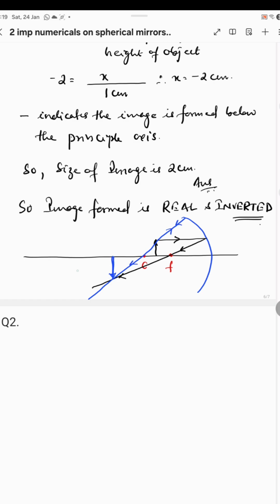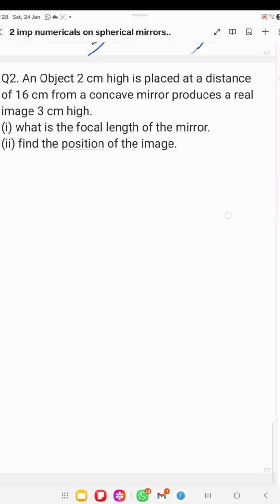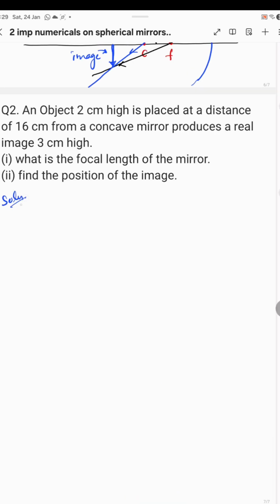Let's have a look at the second question. The second question says an object of 2 centimeter high is placed at a distance of 16 centimeter from a concave mirror and it produces a real image which is 3 centimeter high. Now you have to find the focal length of the mirror and you have to find the position of the image also.